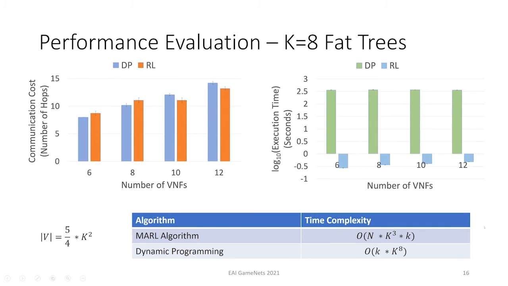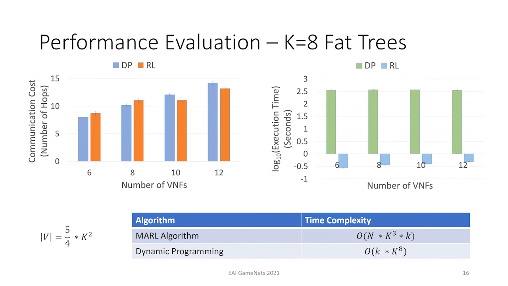In a k-array fat tree, the number of switches is equal to 5/4 times capital K squared, capital K being the number of core switches. As the time complexity of the dynamic programming algorithm is originally big O of k times the number of vertices to the fourth, the time complexity of the dynamic programming algorithm in a k-array fat tree is thus big O of k times capital K to the eighth.